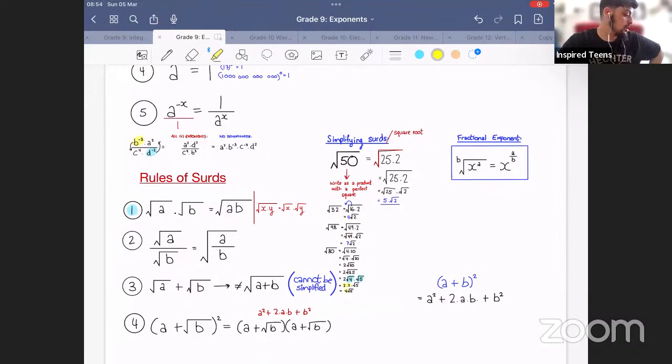Factorization. We didn't do any factorization yet, but we did highest common factor and lowest common multiple. Factorization will probably be at the start of next term.